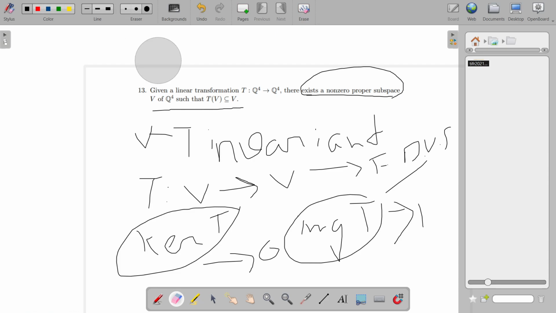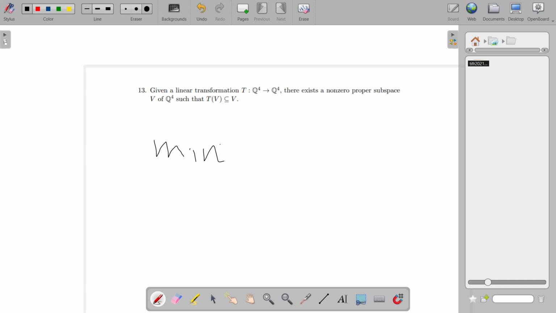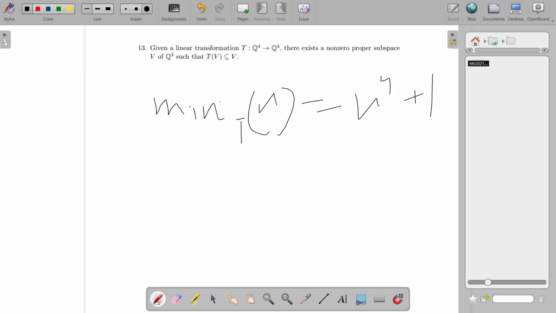So let me erase this and let me write. Basically take T to be such that, suppose the minimal polynomial of T is x to the power 4 plus 1. We can get such a T because we just need to write the companion matrix for T.